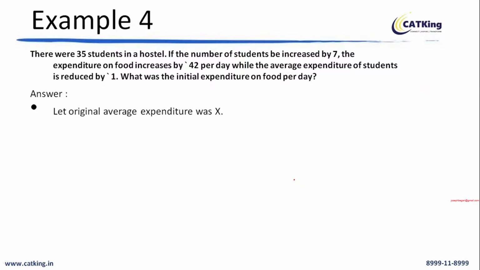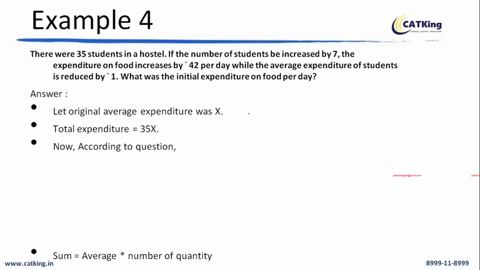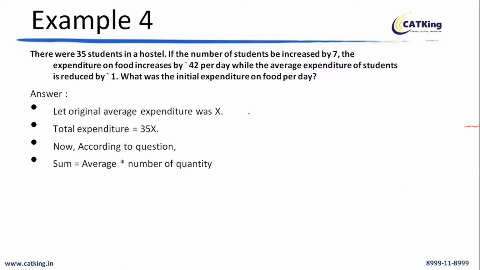Okay, we'll start. So let the original average expenditure be x. Please mark the word very carefully. Average expenditure be x. So the total expenditure will be 35x. कैसे? क्योंकि 35 student है ना. Then according to the question, sum is equal to average into number of quantity. 35x plus 42 is equal to x minus 1 into 42.